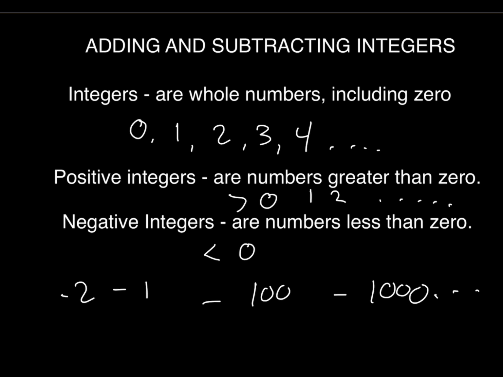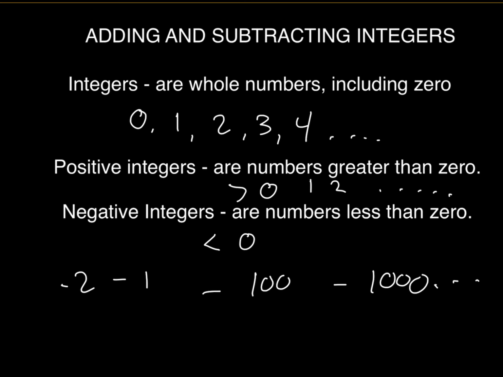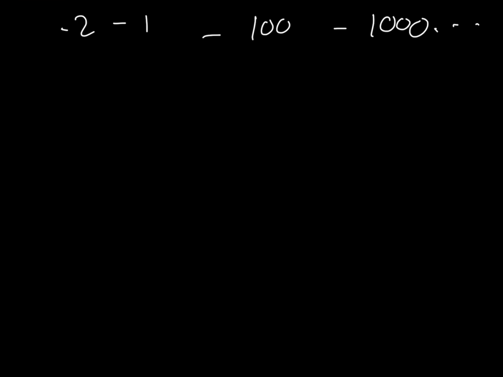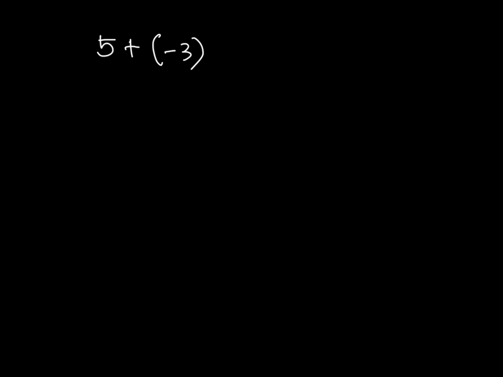So let's move on and have an example on how to add integers. Let's concentrate first on addition. For example, if you have 5 plus negative 3. If you see a problem like this, if you have plus and minus, it will always be minus. So it will become 5 minus 3, which is equal to 2. That's our first example.